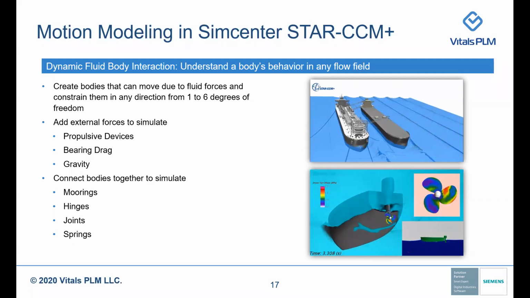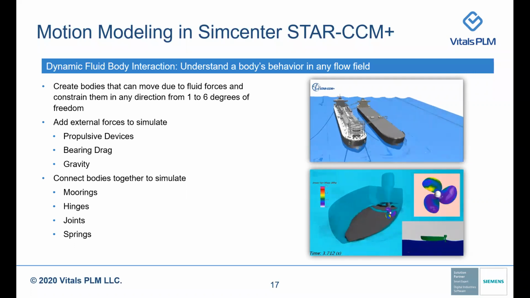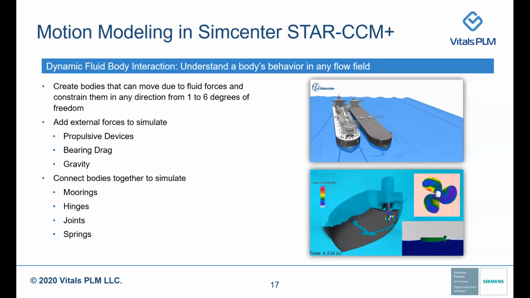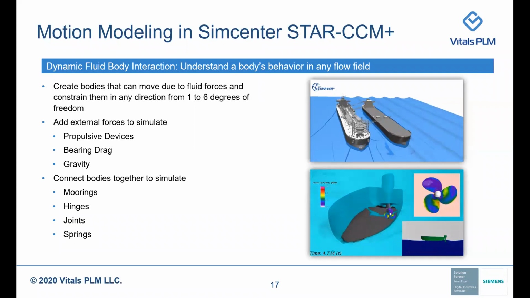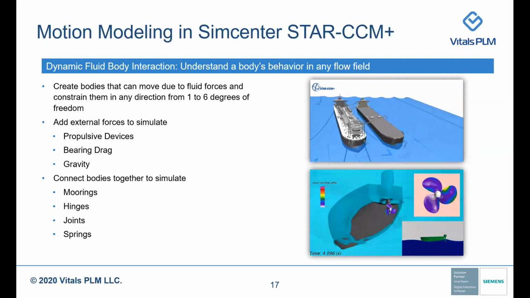In addition to that, if two DFBI bodies need to be modeled, and if they are connected to each other by some hinges, joints, or moorings, like we can see in the top example where two vessels are connected with each other by some moorings and joints while they're floating freely and under the influence of the free surface of this water body.